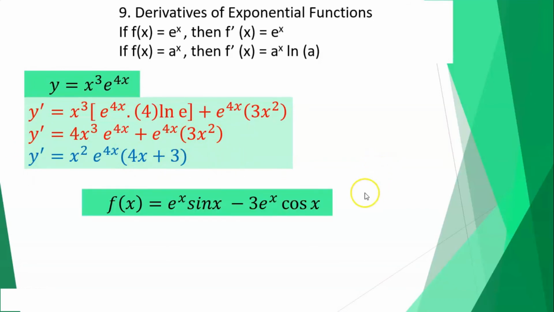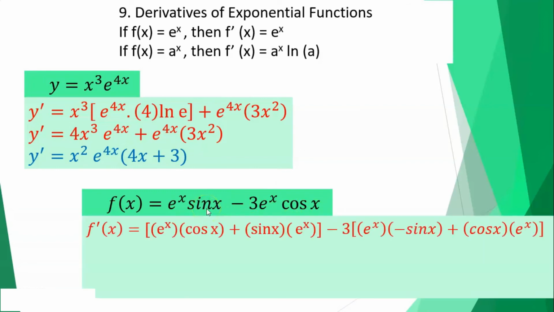Okay, another. We're given here e to the power of x times sine x minus 3 e to the power of x cosine x. With this one, this is product rule. Copy the first, then the derivative of the second. The derivative here is cosine x, plus copy the second, and the derivative of e to the x is simply e to the x. Then minus 3 is a constant, so just write it outside. Then again, copy the first, e to the x, then the derivative of the second. The derivative of cosine is negative sine x, plus copy the second times the derivative of the first, which is e to the x.